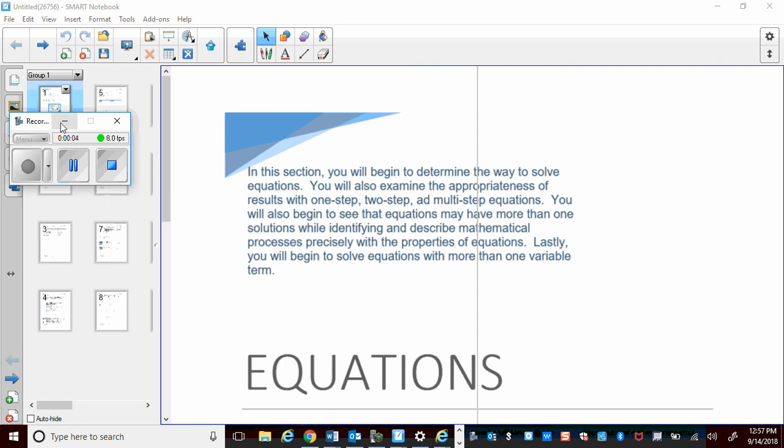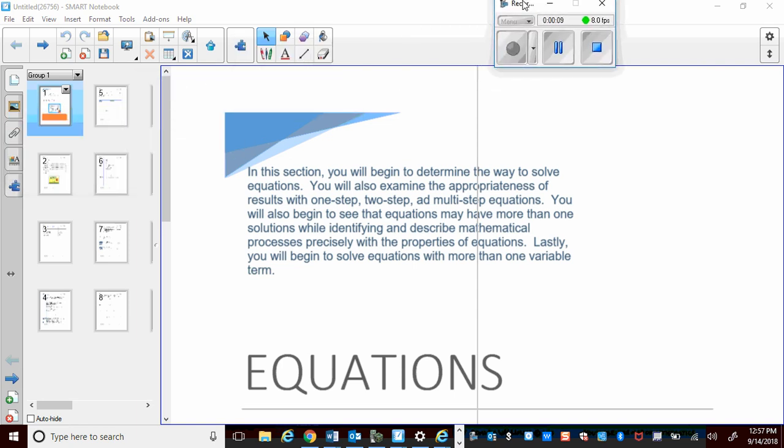Alright guys, this is Unit 2 Equations. In this unit we will begin to determine the ways to solve equations. One of the other things you'll be doing, you will also examine the appropriateness of results with one-step, two-step, and multi-step equations. You will also begin to see that equations may have more than one solution, while identifying and describing mathematical processes precisely with the properties of equations. Lastly, you will begin to solve equations with more than one variable term.